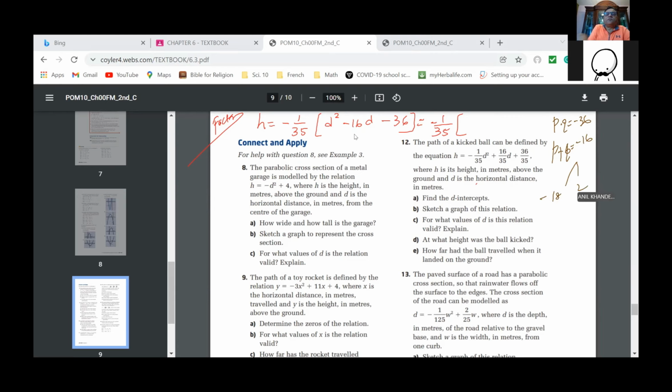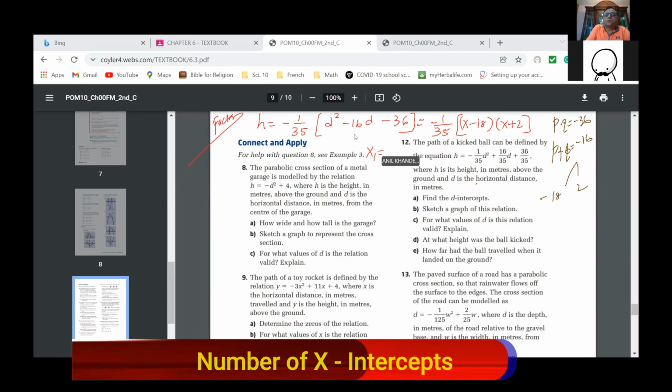Okay, so therefore, we can now complete our factoring. So we have negative 1 over 35 times (x minus 18) times (x plus 2). Is it okay? That gives you two x-intercepts, right? So our x-intercepts are x1 equals minus 2 and x2 equals 18, correct?